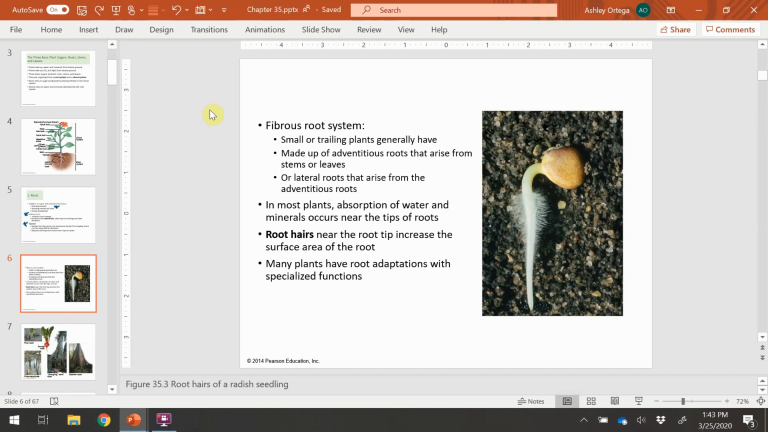And the root hairs is something else here as well. They are near the root tip and increase the surface area of the root. And so here in this example picture, the root hairs are right there on each side. So root hairs just increase the surface area to absorb more water and minerals. They are tiny little projections that usually get destroyed when you transplant a plant, when you dig up a plant from the ground and put it somewhere else.